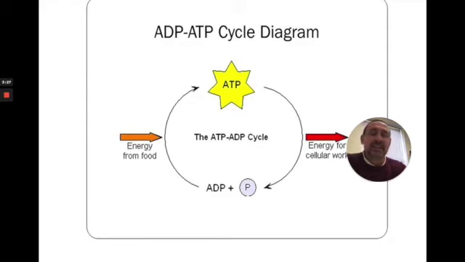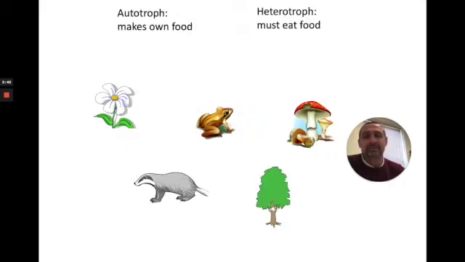Every living thing needs ATP for energy. In this case, that energy is stored between the second and third phosphate bonds. So whenever that phosphate bond is broken, the energy is released, and then it requires some energy to replace that bond.